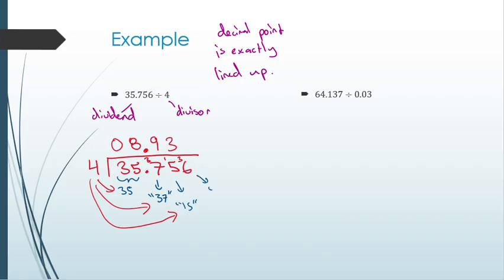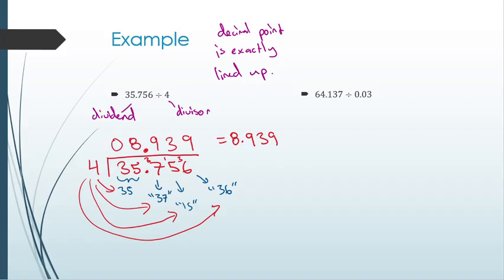And then finally this one here gets read as 36. How many 4s going to 36? It is exactly 9 times. So now my final number is just 8.939. Just like so.